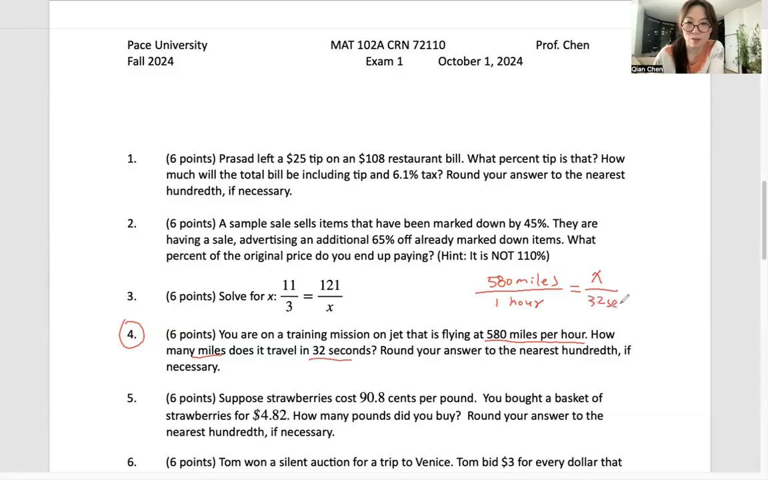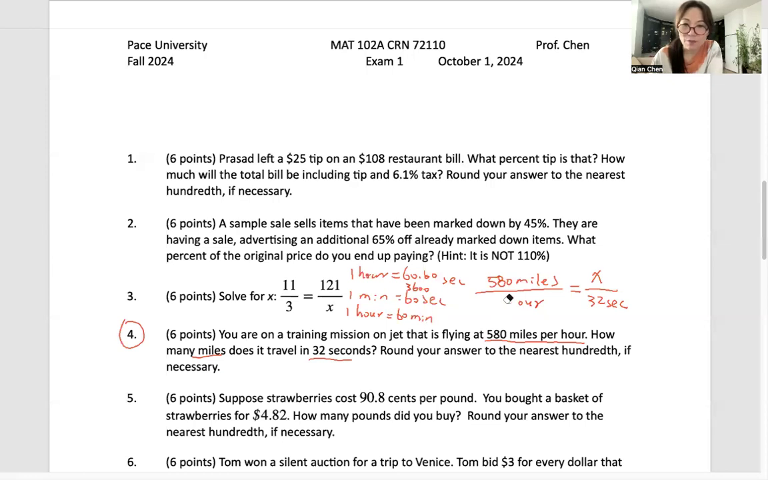32 seconds. So we need to do conversion. This is hour, this is seconds. We want to change hour to be seconds. Well, 1 hour equals 60 minutes, right? And 1 minute equals 60 seconds. So that means 1 hour equals 60 times 60 seconds. 60 times 60, which is 3,600. Right, we have two zeros. 6 times 6, 36, carry on the zeros, so we get 3,600. So we change this 1 hour to be, let me erase.